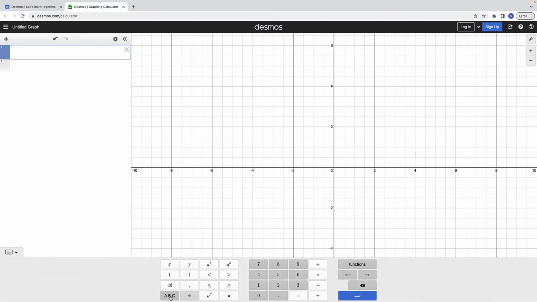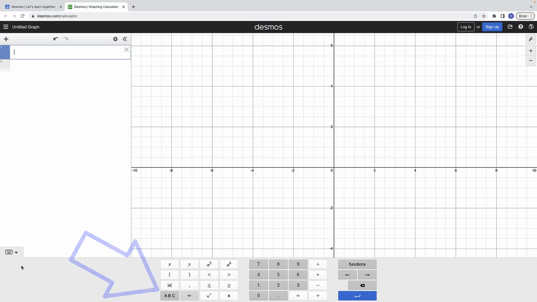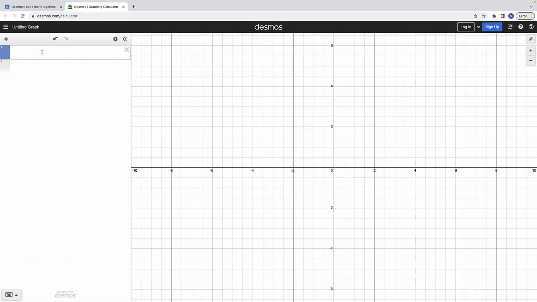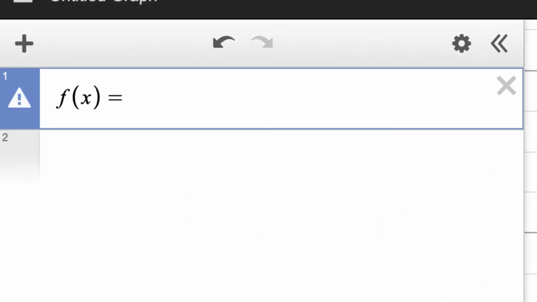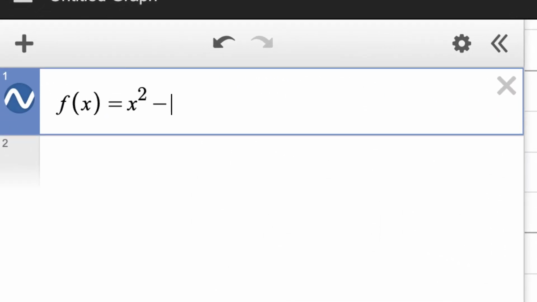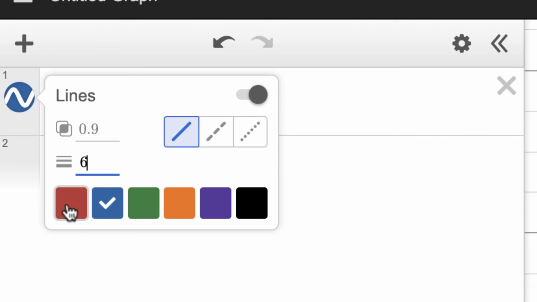If you need to toggle between the numeric keypad and the alphabet, just click on the button in the lower left-hand side that allows you to toggle between alphabet and numeric. Or if you're using a computer, you can just simply type the function in using your keyboard. So I'll type f of x equals x squared minus 2x plus 3. If you press and hold on the left-hand side, you can change both the thickness and the color of the graph.